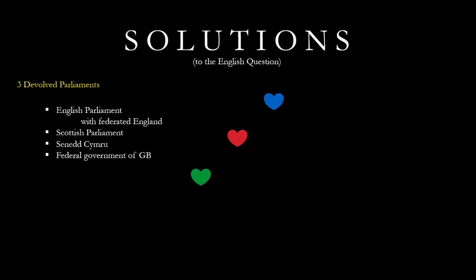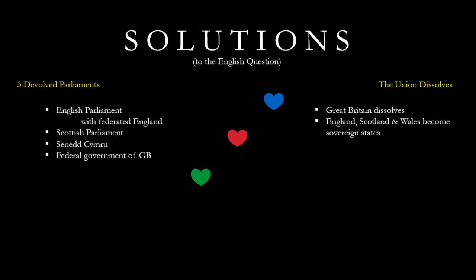And the second solution to the English question is that the union just dissolves. It goes bye-bye, which is sad. I don't like this idea, but a lot of Scottish and, increasingly now, a number of Welsh people support the idea of England, Scotland, and Wales just becoming sovereign states. There's no English question. Only English people can vote on English laws, and Scottish people can vote on Scottish laws, because there's only one Scottish government, and only Welsh people can vote on Welsh laws because there's only one Welsh government. Sounds pretty good, right? But I don't like this idea. I think we'd be better together.